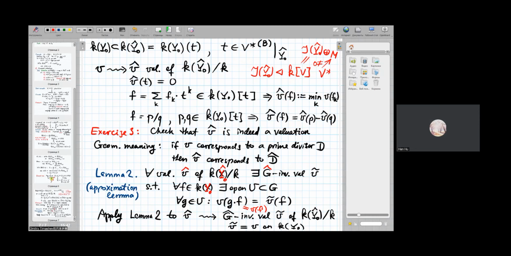Well, the second line of the modified lemma 2 should be y naught hat. In general, yes. But when I explain this last equality, that v tilde coincides with v on this smaller field, I take f from the smaller field. This field is contained in the larger field.